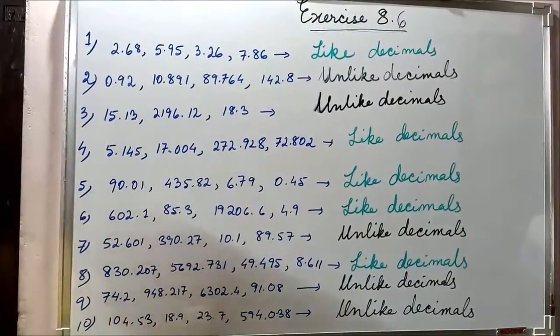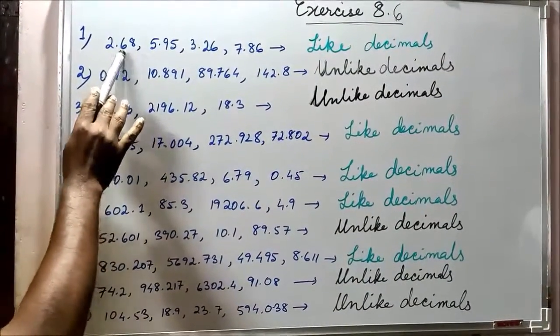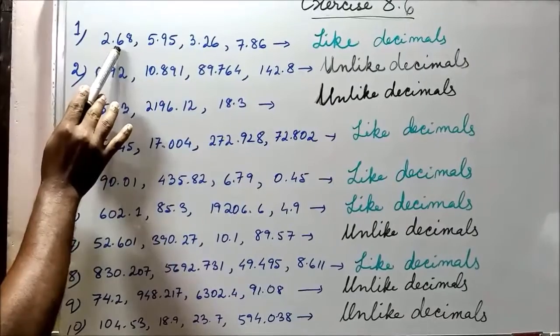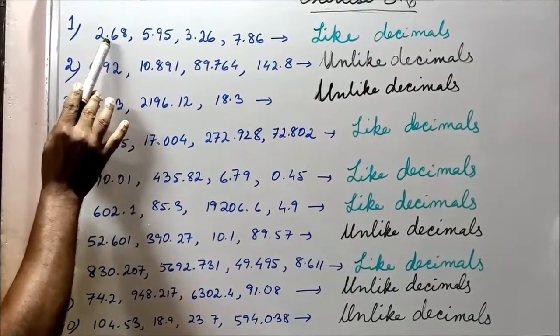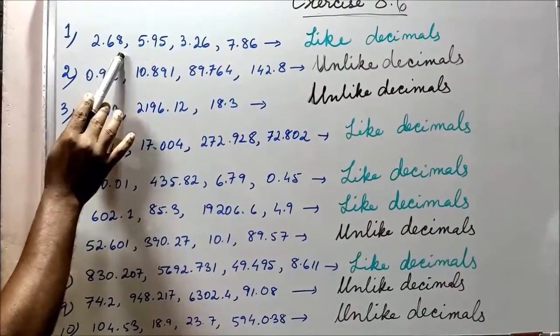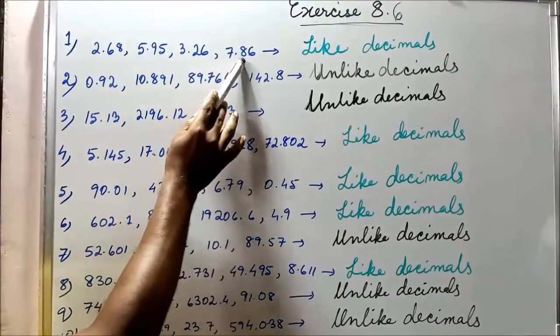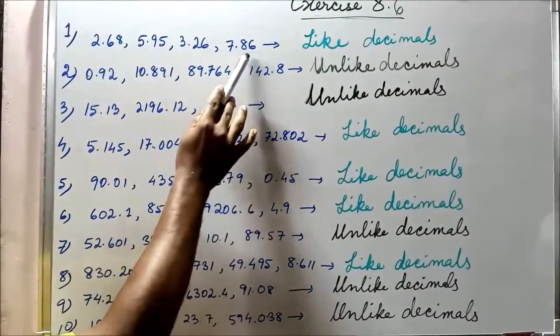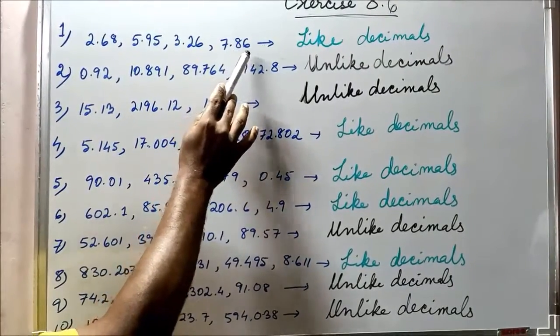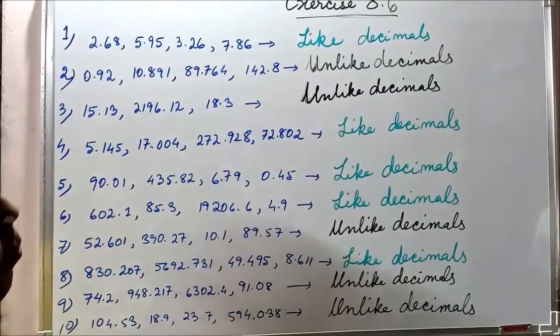Now what are like decimals? So you just see the decimal part of the numbers. Here in the decimal part, how many decimal places are there? 2.6. There are two decimal places. Here also 0.95, 0.26, 0.86. That means all are having two decimal places. So they are called like decimals.